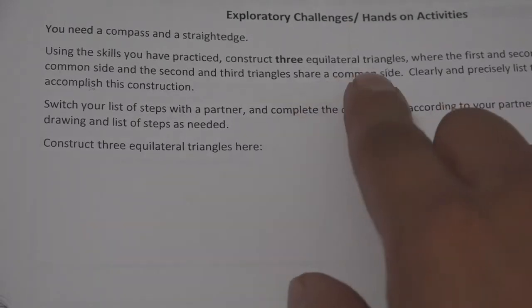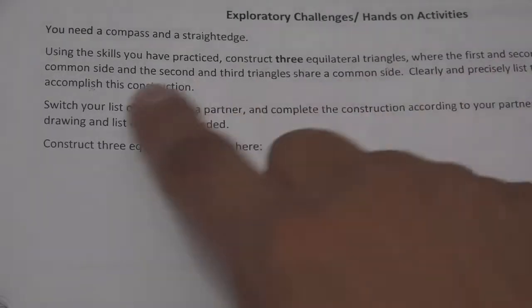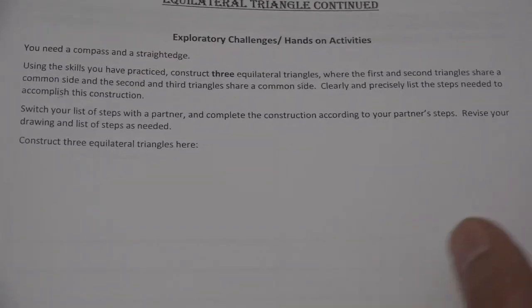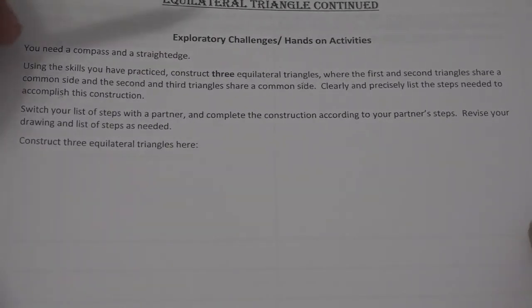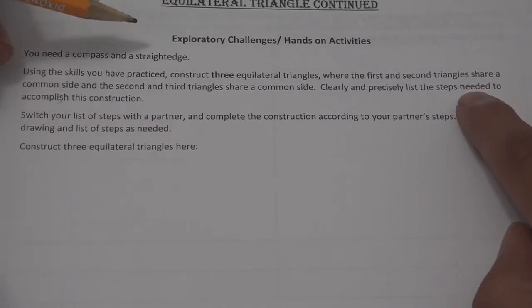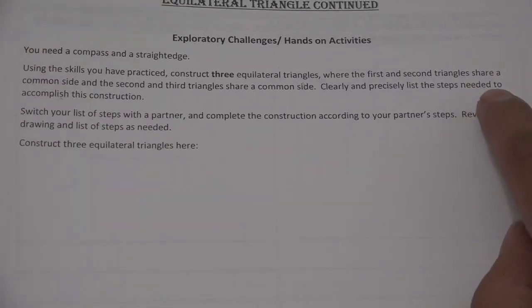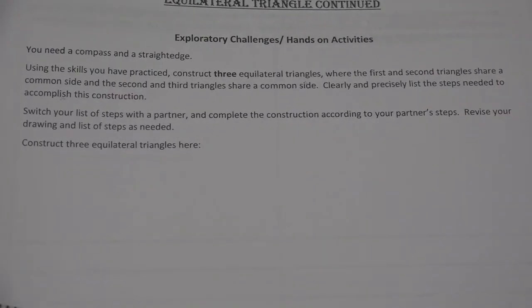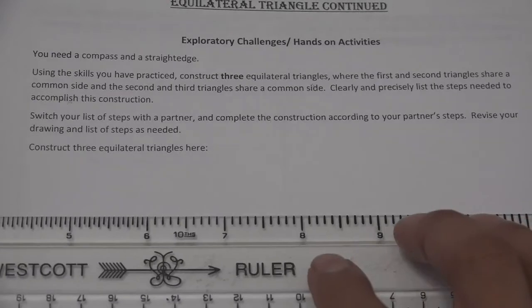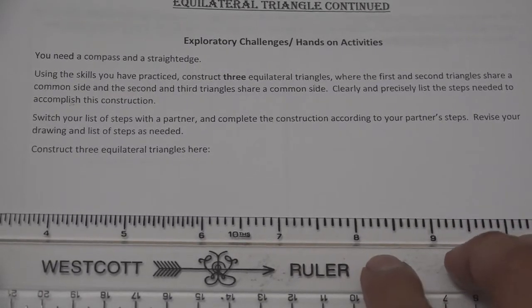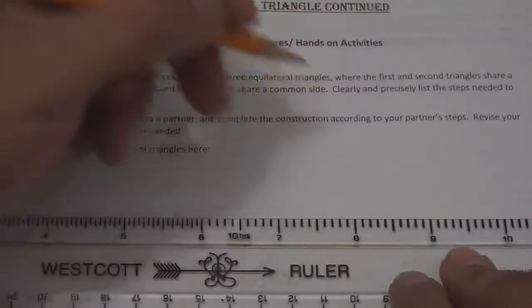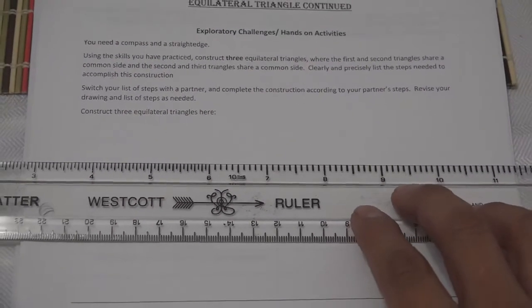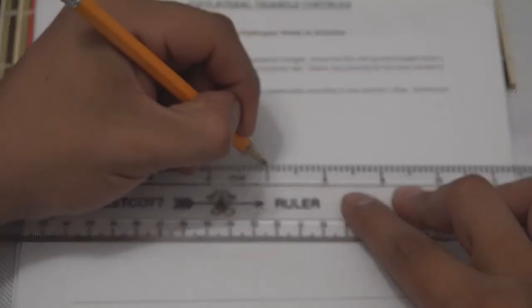So I'm supposed to construct three equilateral triangles where the first and the second share a common side. How am I gonna do this? I have no idea. All right, you know what? First, we need a segment. So let's draw a segment with a straight edge. I'm gonna draw it in the middle of the paper because I really don't know how big they're gonna be.